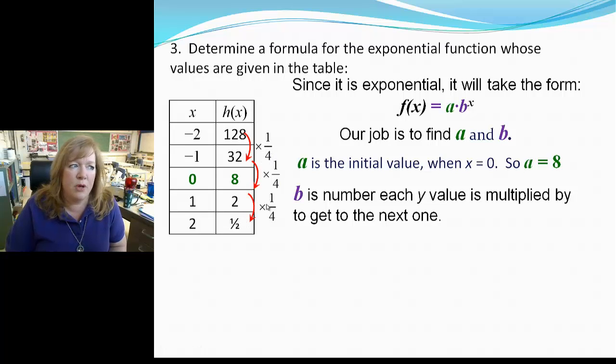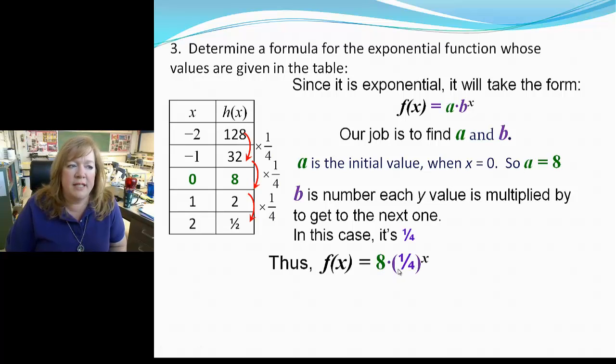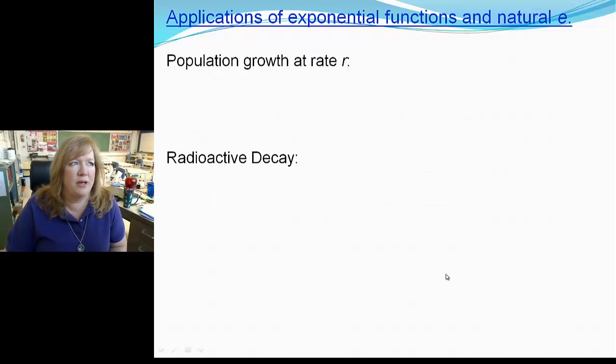So you see how this multiple is constant? That is your little b. So in this case, b is going to be 1/4. So our function is just 8 times 1/4 to the x. Bada boom, bada bing. Think it's going to be complicated? Not so shabby, not so shabby at all.